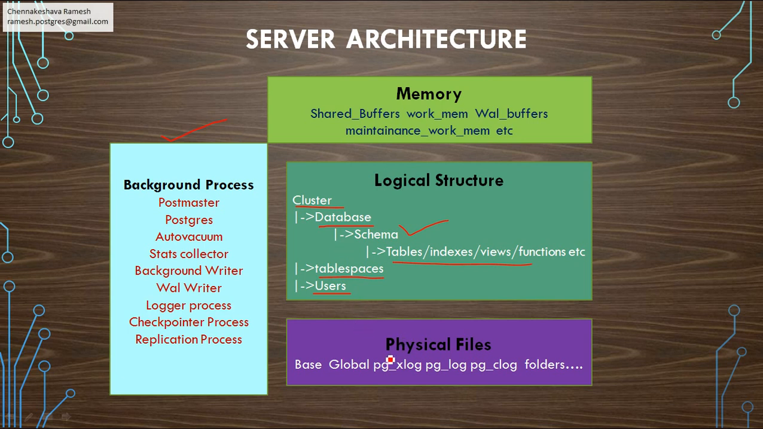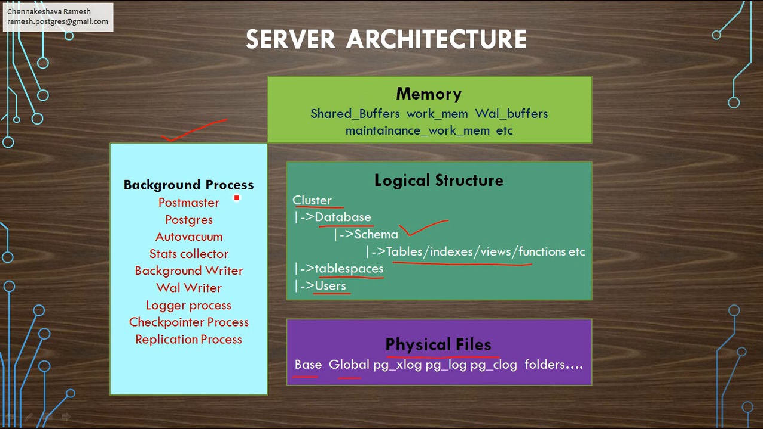And then you have your physical files. That is, in your cluster folder, you have a base folder, a global folder, and two different configuration files, pg_hba.conf and postgresql.conf. They are the major configuration files. So this is the overall architecture of Postgres.